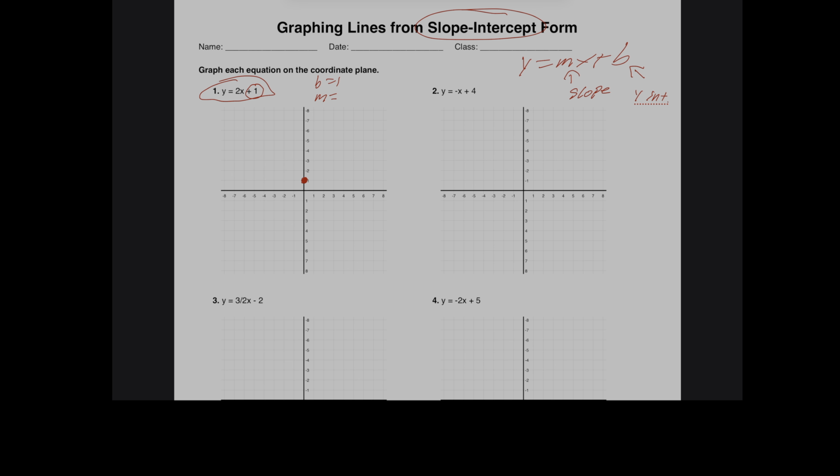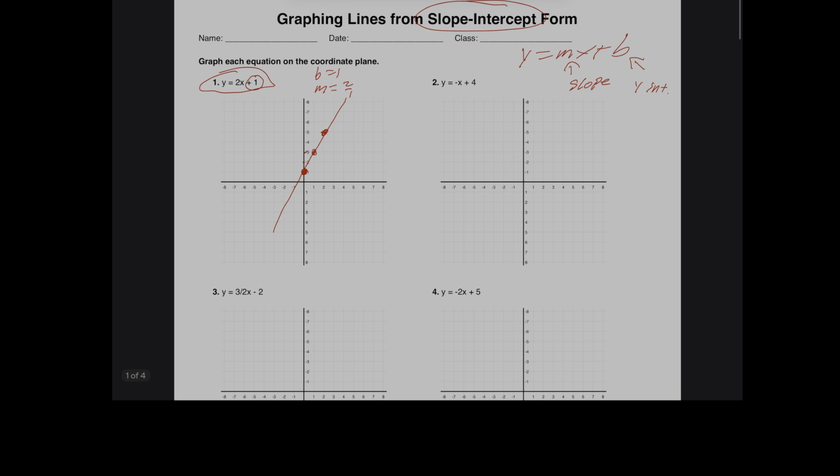What's your m? Your m is 2 over 1. Remember, write it as a fraction. Up 2 over 1. And that, my friends, is going to be your line. Done.